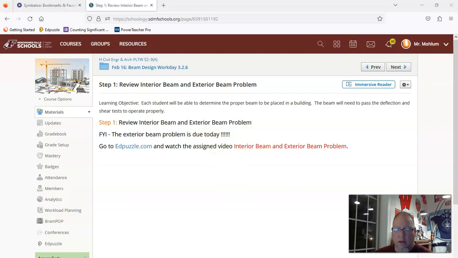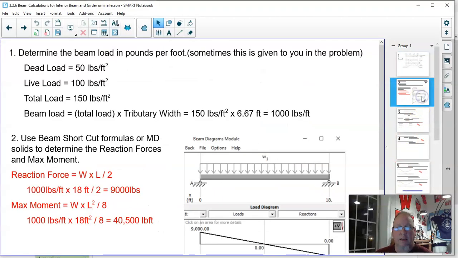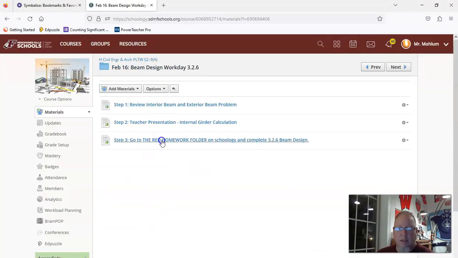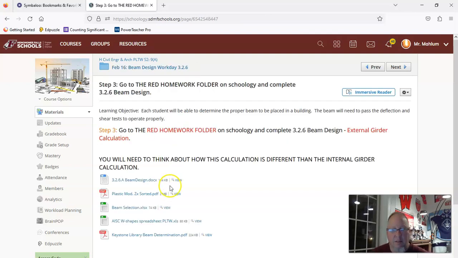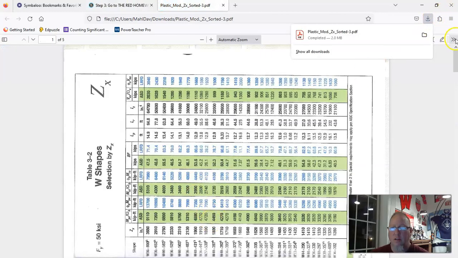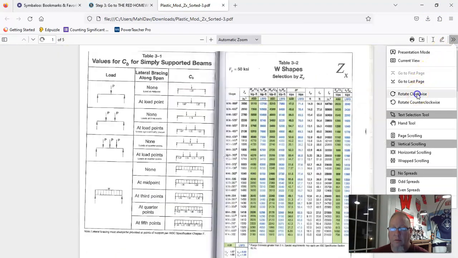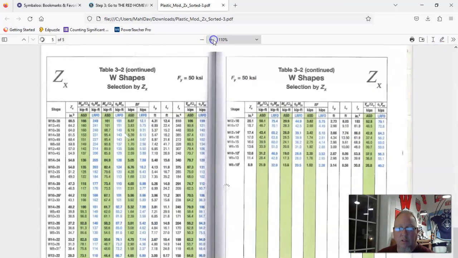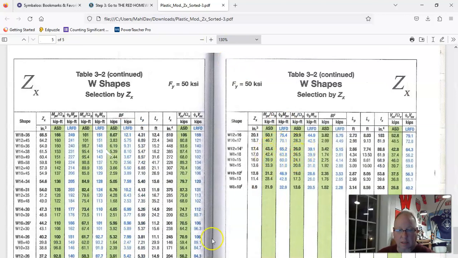So here we go. If we are trying to do that interior beam calculation, what I did off of the website, and I'm going on today's folder, is I'm going to open some of the documents that I need to do that. One of them is this Z modulus chart. So let me just flip that and rotate it so it's facing the right way so we can read all the wonderful numbers that are in there and see what's on that.